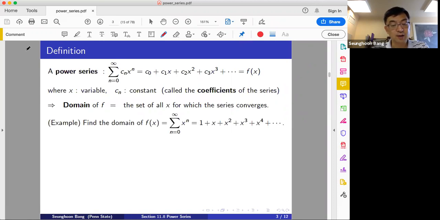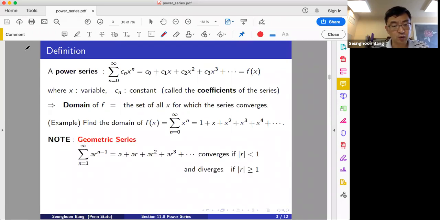Find the domain of f of x equals the summation n equals 0 to infinity of x to the power n, like 1 plus x plus x squared plus x cubed, and so on. How can you find the domain? I want to use the geometric series. The summation from n equals 1 to infinity of a times r to the n minus 1, a plus ar plus ar squared, and so on. We have a convergent result if the absolute value of r is less than 1, and it diverges if the absolute value of r is greater than or equal to 1.